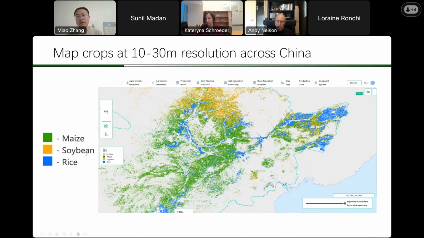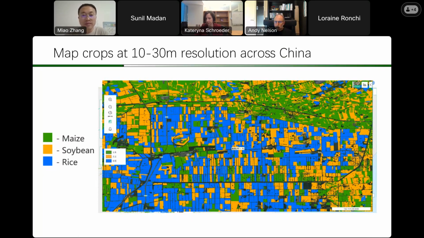With the interface, the user can zoom in and zoom out to see the detailed level of the different crop types. Like this is zooming to a very local region where orange color is soybean field, blue color is rice field, and green color is maize field. So with this kind of information, the decision makers can track the changes across the years of the cropping systems and also the statistical area of different crop types.